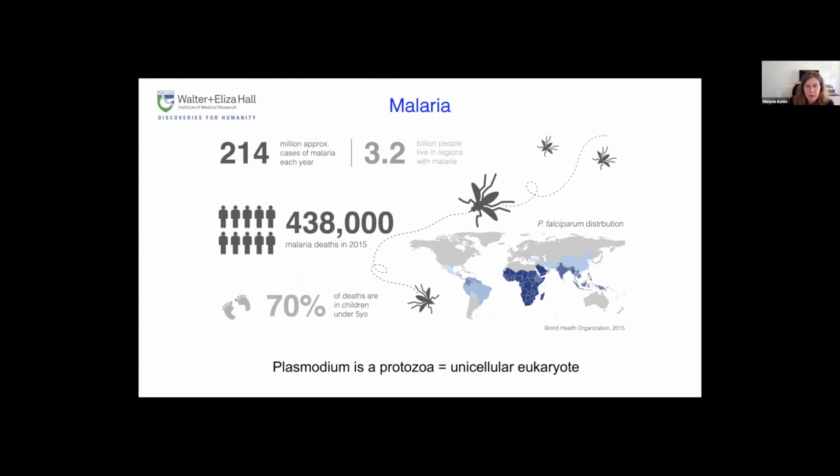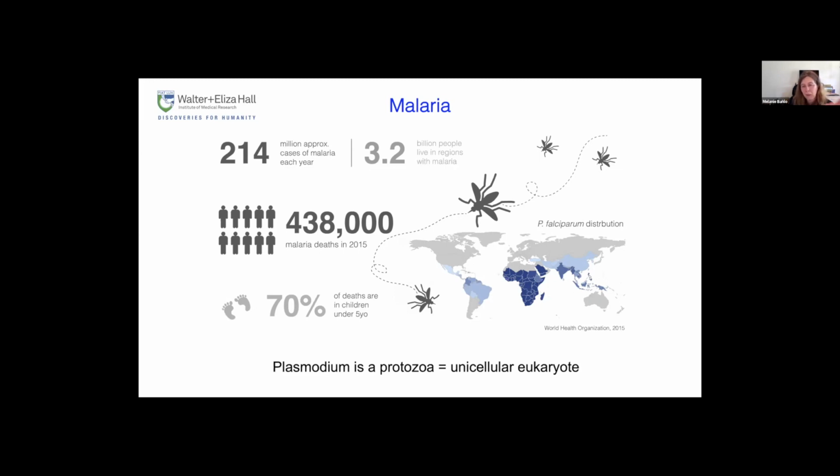So I know we're all preoccupied with COVID-19, but malaria hasn't gone away. And not this year, but previously, it kills many hundreds of thousands of individuals every year, in the order of about 500,000, with many more cases of malaria. And it's been around for a very, very long time. Most of the deaths occur in children under 5 years of age.